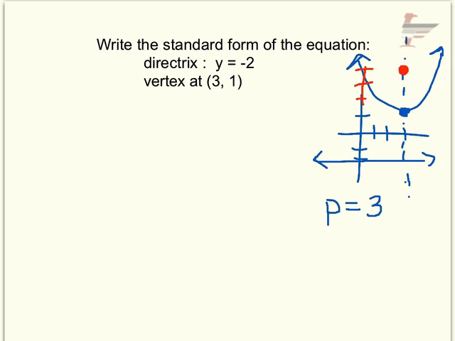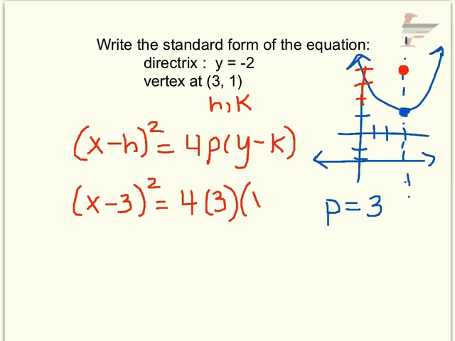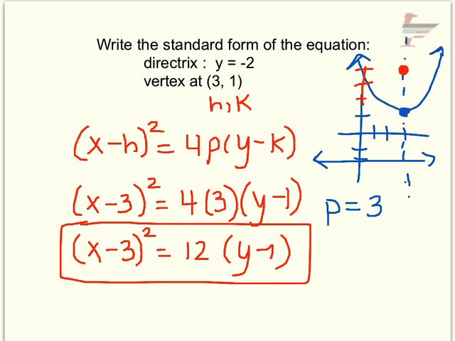So p is 3. I also know it's vertical, so I know it's going to be x minus h squared, because it's vertical, equals 4p times y minus k. And I know p is 3, and I know my h and k from my vertex, so I just plug everything in. And again, I know p is 3, and I know k is 1. And I simplify, of course, 4 times 3 is 12. And there's the equation that has the following information.